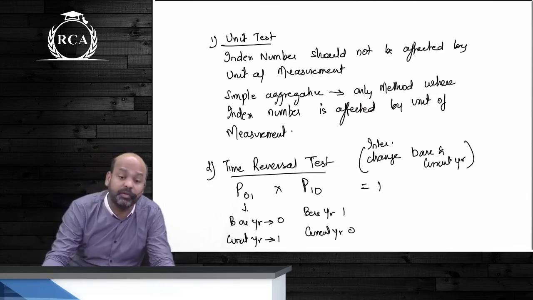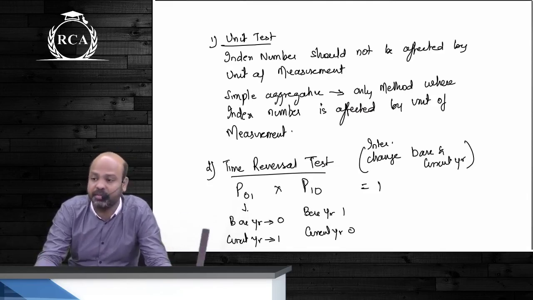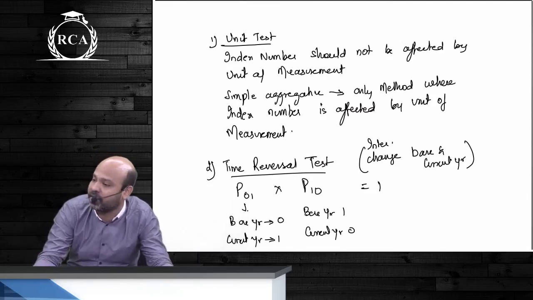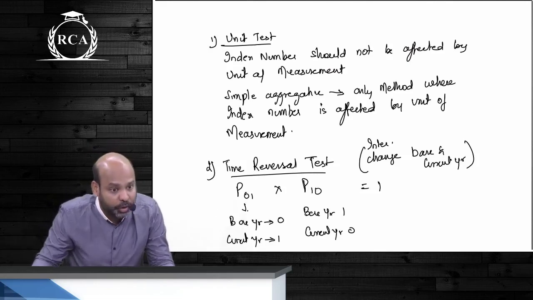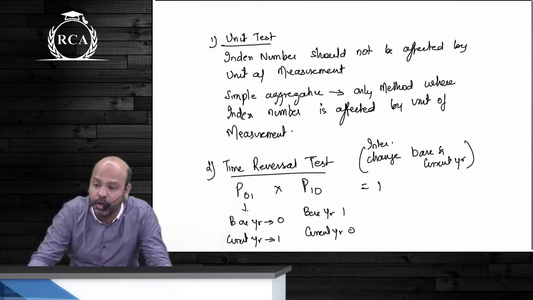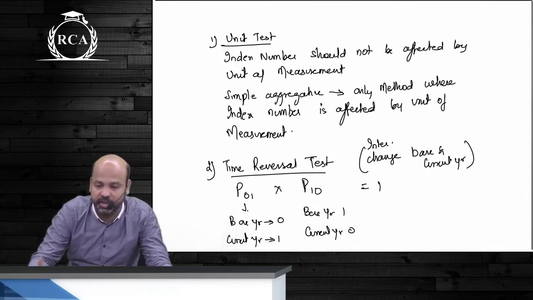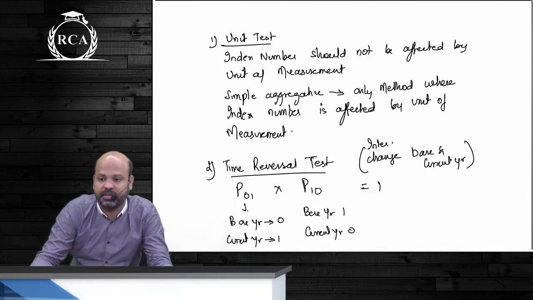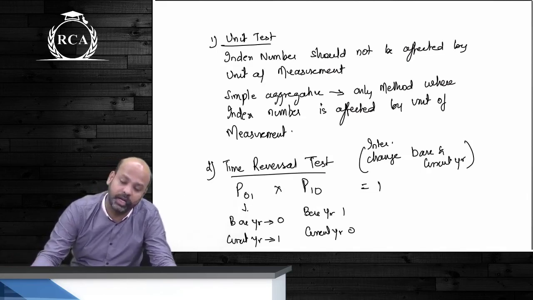After this, we moved on to factor reversal test. In factor reversal test, product of price index number and quantity index number should be equal to your value index number. P01 into Q01 is equal to V01. The only index number that satisfies factor reversal test is Fisher's index number. That is why we concluded that Fisher's index number is an ideal index number.